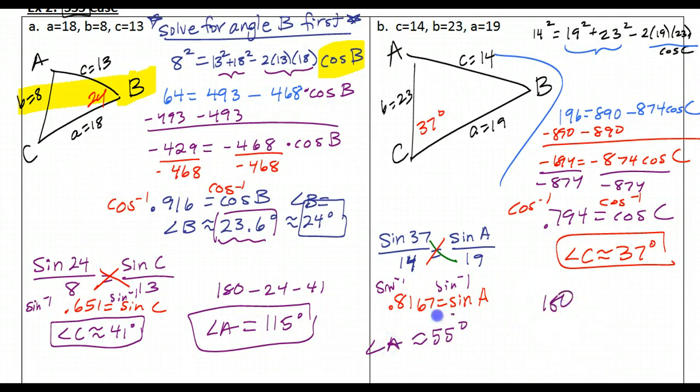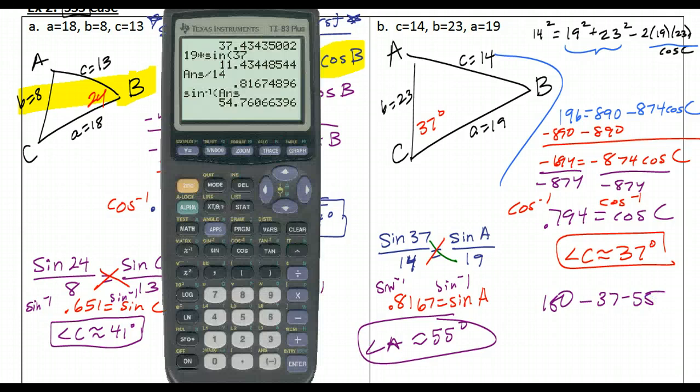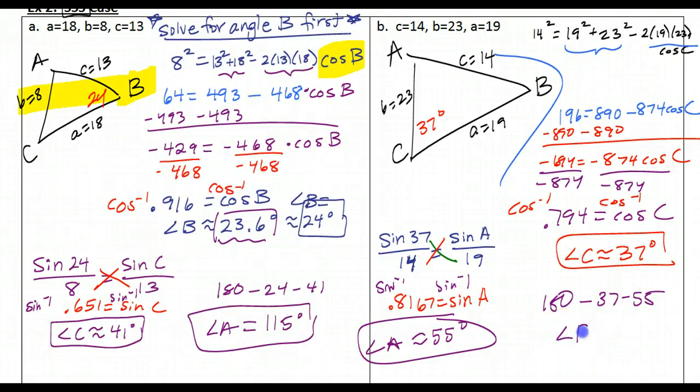And then, last but not least, to find angle B, let's subtract. And I end up with 88 degrees. Cool. Pause if you need to, but when you're done, flip to the back, and I've got one more formula to show you.